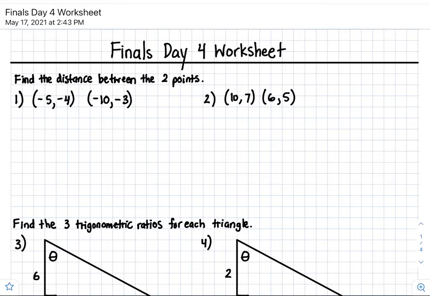This is a worksheet on a couple of topics, finals day 4 worksheet. So the first one is distance formula. Just recall your distance formula is the square root of x2 minus x1 squared plus y2 minus y1 squared. We'll just utilize this when we solve for these.